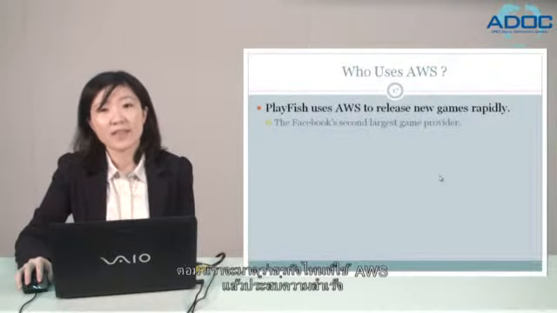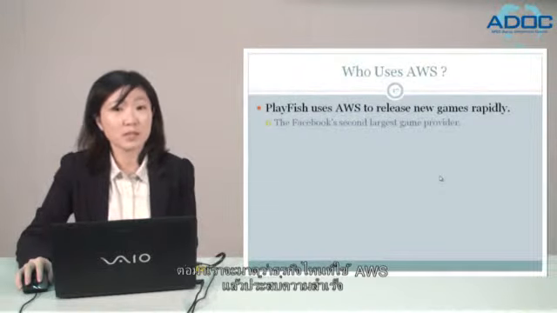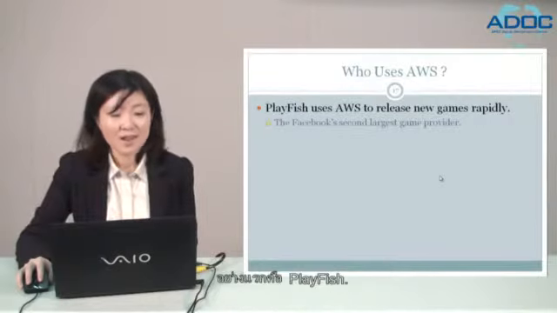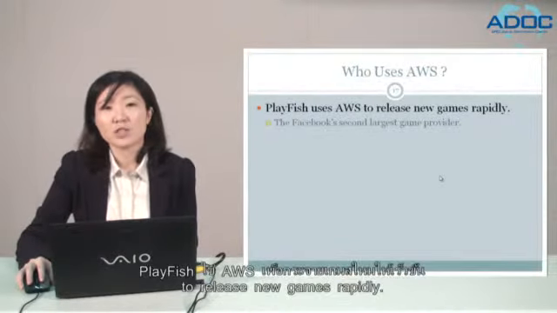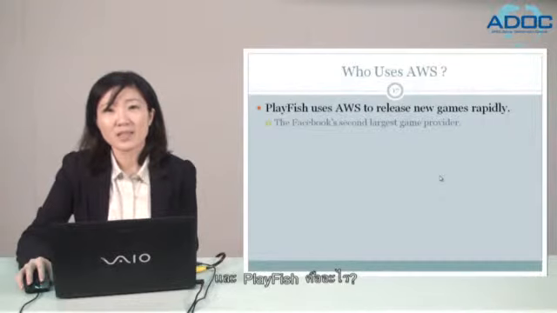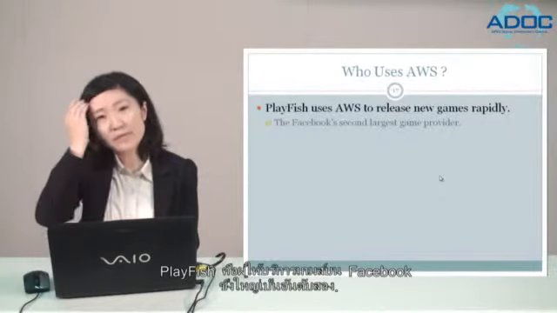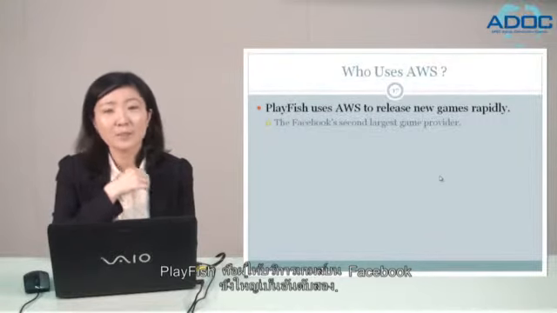Okay, and then we'll talk about who uses AWS to make their business more successful. The first one is Playfish. Playfish uses AWS to release new games rapidly. And what is Playfish? Playfish is Facebook's second largest game provider now.